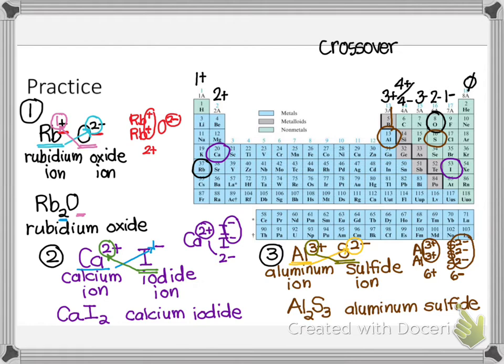So now I would like to do one more practice. Okay, and I want to practice with some polyatomic ions, and we'll look at what happens if it's one of the transition metals that can have more than one cation.